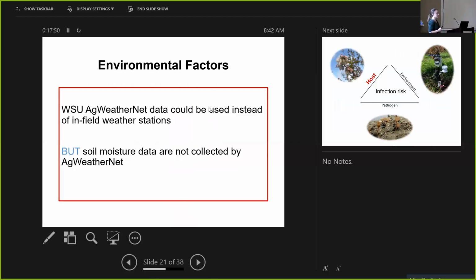And in these analyses, we also found that the WSU AgWeatherNet data can be used. However, WSU AgWeatherNet doesn't have soil moisture, and this was one of the most significant factors. So there would still be a need to place either a sensor or other way to measure soil moisture in the location that you're interested in.